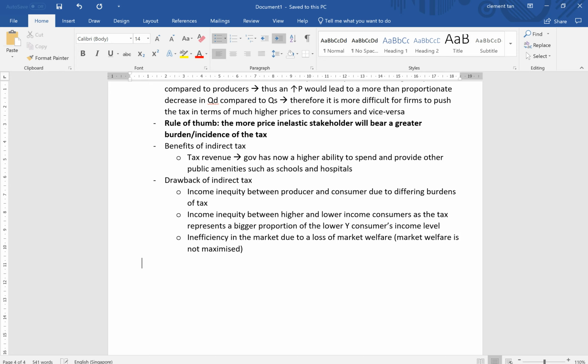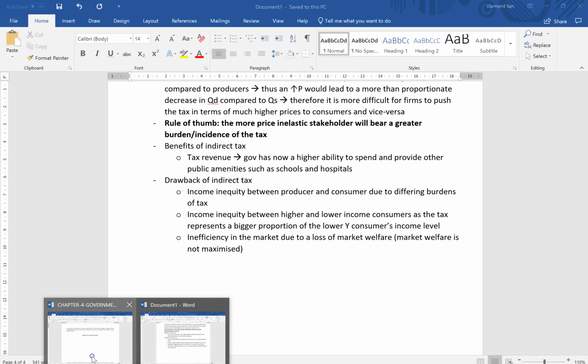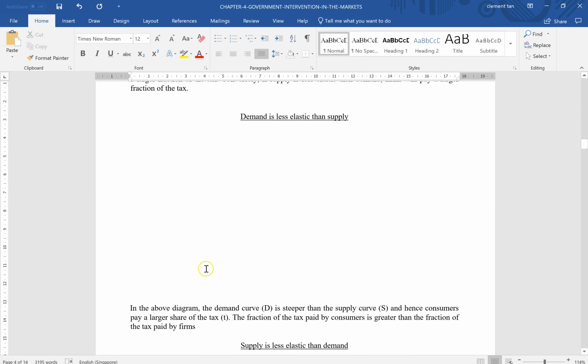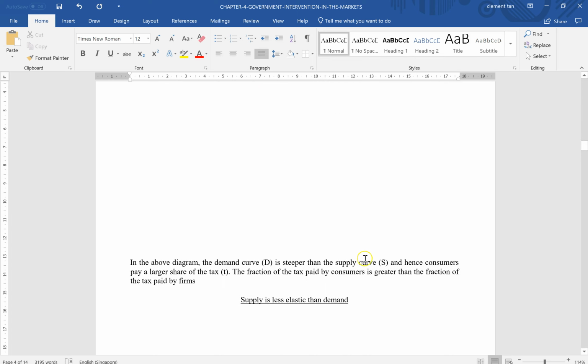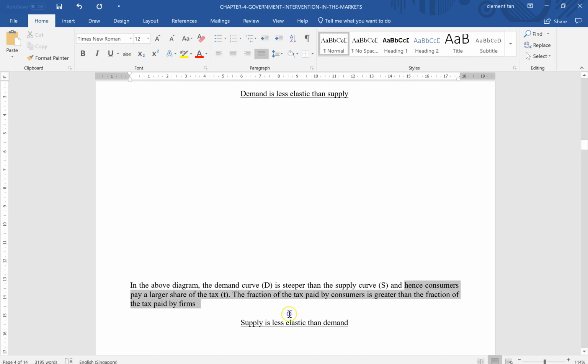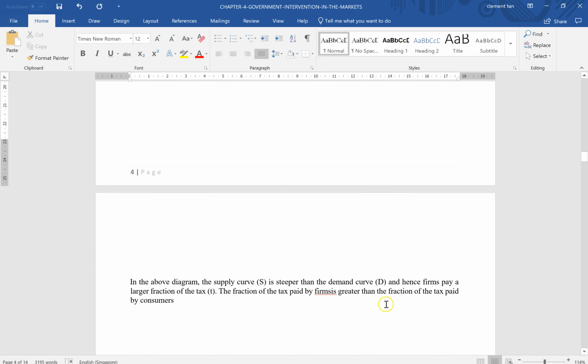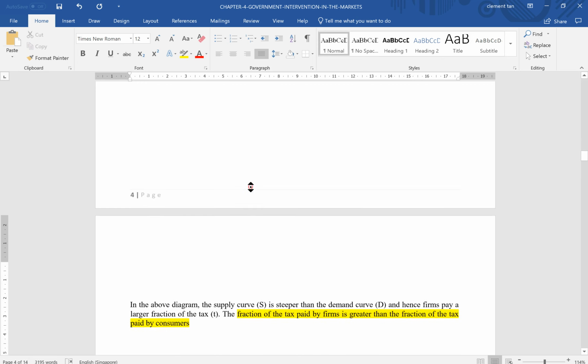Now if you look at the notes, this is the diagram: demand is less elastic than supply. If you have time, you can go and try and practice. If demand is less elastic, consumers bear a larger share. If demand is more elastic, then consumers will bear a smaller share, and the firm will bear a bigger share. Again, go back and practice if you want.